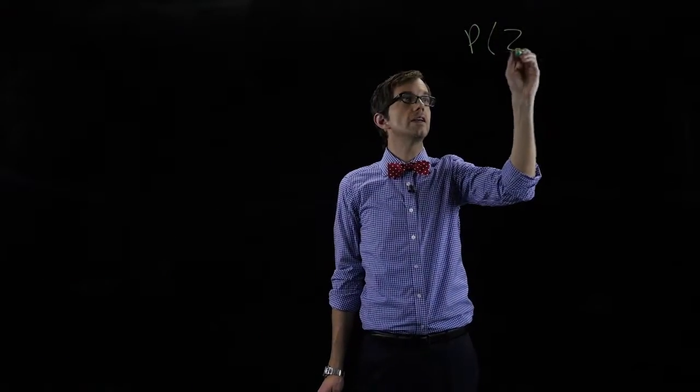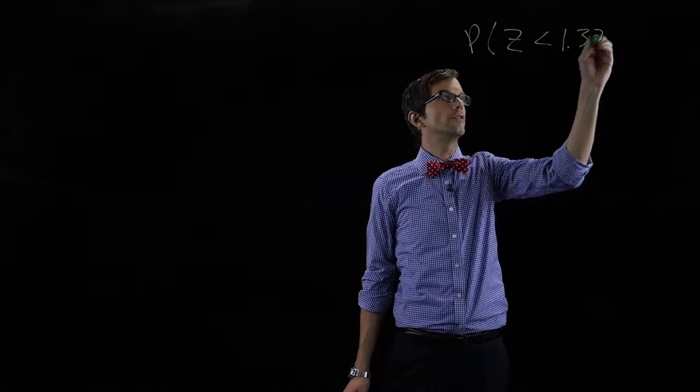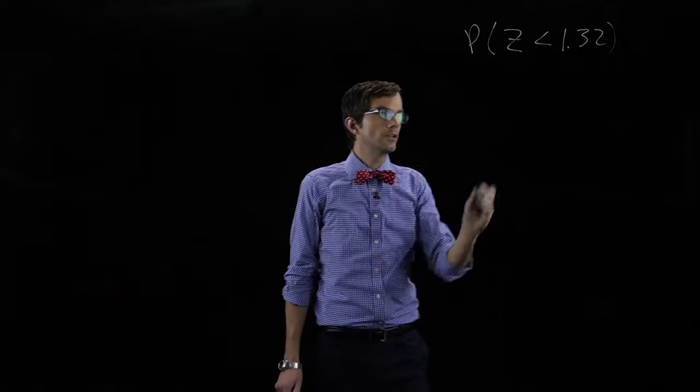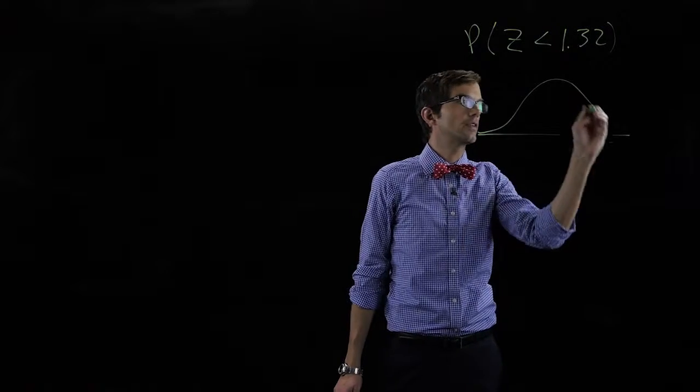Okay, so let's use the lookup table to find a few probabilities of the standard normal random variable. So let's look first at this problem. What's the probability that z is less than 1.32? Okay, so let's first visualize what this looks like.